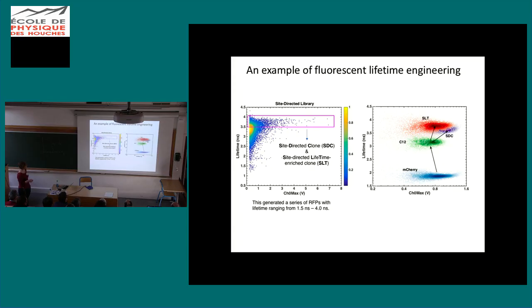So here each of these dots is an individual cell expressing a particular fluorescent protein variant. So we made a library of them. And we measure the lifetime, and this is a parameter proportional to fluorescence, so the fluorescence intensity. So we measure lifetime and intensity. And this is a library here. If you select this population with a long lifetime, you can make mutants where you shift the lifetime and the brightness of a fluorescent protein. So mCherry has a lifetime of about 1.8 nanoseconds. And here we shifted it up to a lifetime of about 3.5 nanoseconds.